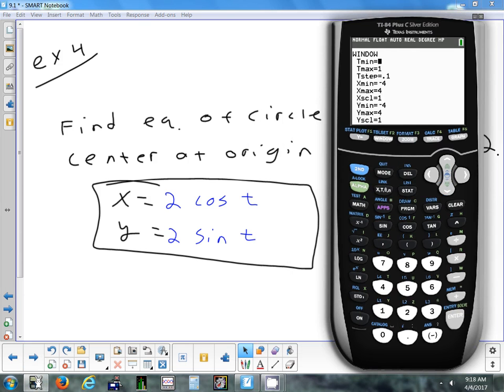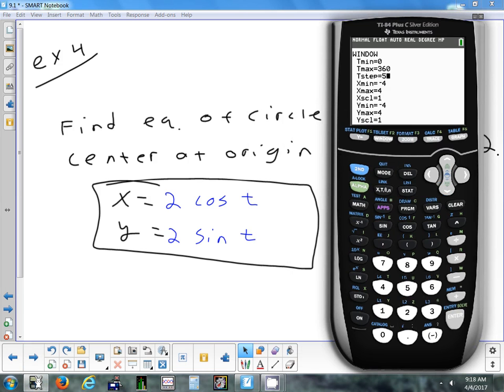Now, what does t have to be in order to get a full circle? What values would you have to plug in? 360. Yeah, you have to go all the way from 0 to 360. Watch what happens if you don't. Let's go 0 to 180. If I only go 0 to 180, I'm only going to get half the circle. If I want the full circle, I need to go 0 to 360.